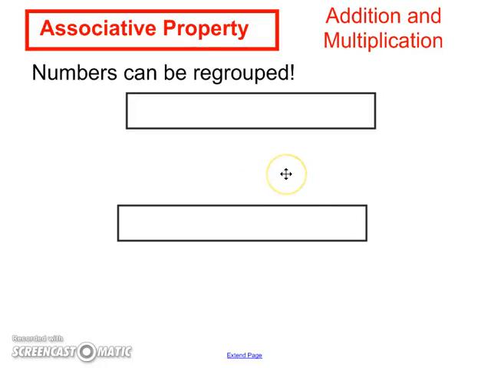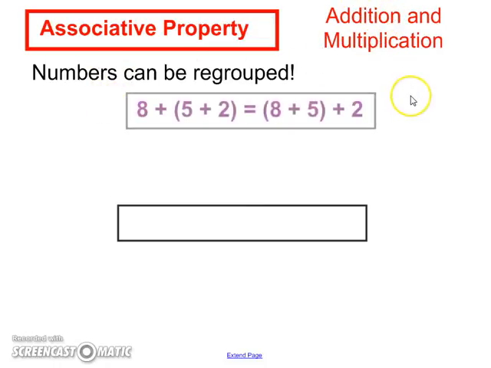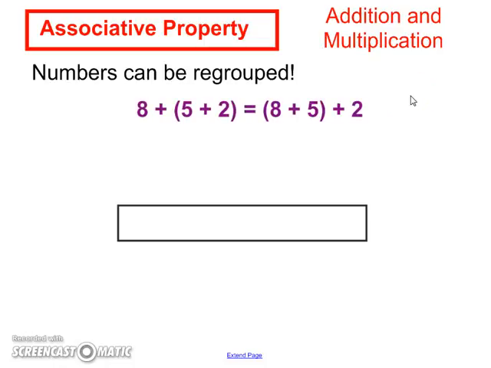The associative property. Numbers can be regrouped, and this works for addition and multiplication. So basically what we're saying here is if I have 3 numbers added together, 8, 5, and 2, I can group them any way I want. I can do the 5 plus 2 is 7, and then add 8 to it, and that gives me 15.